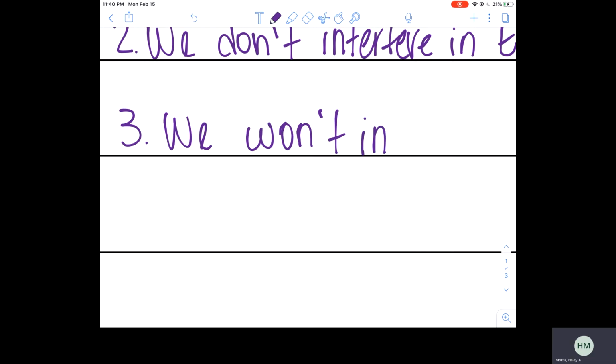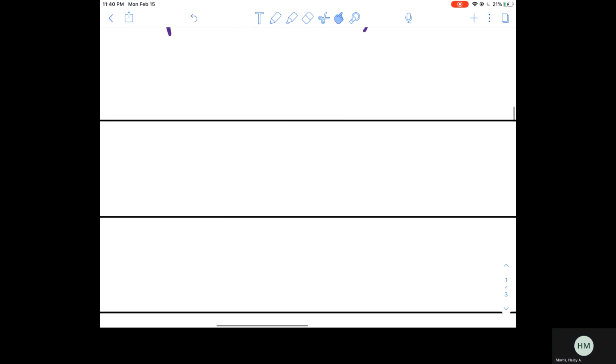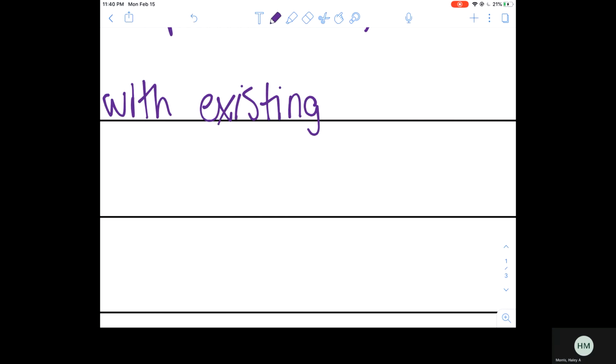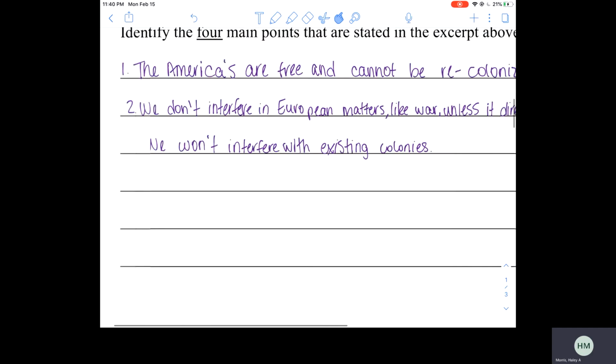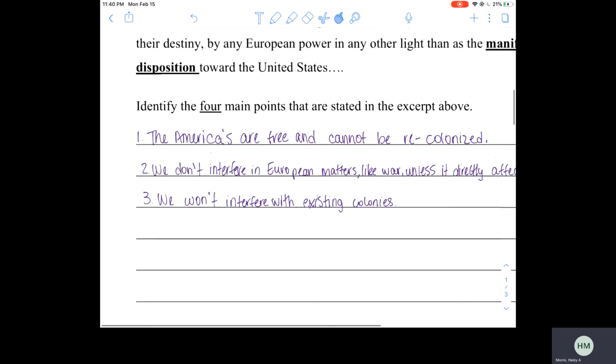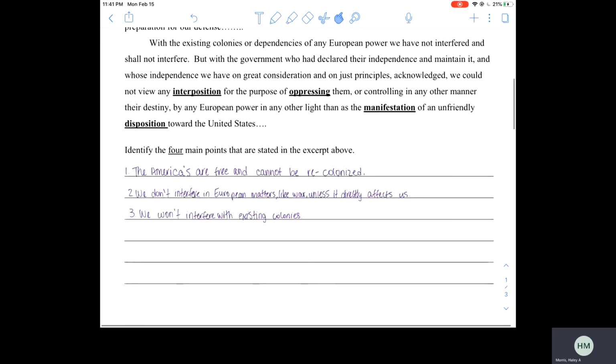I'm going to put some space between those words. We won't interfere with existing colonies. So that was the third point at the beginning of the last paragraph.